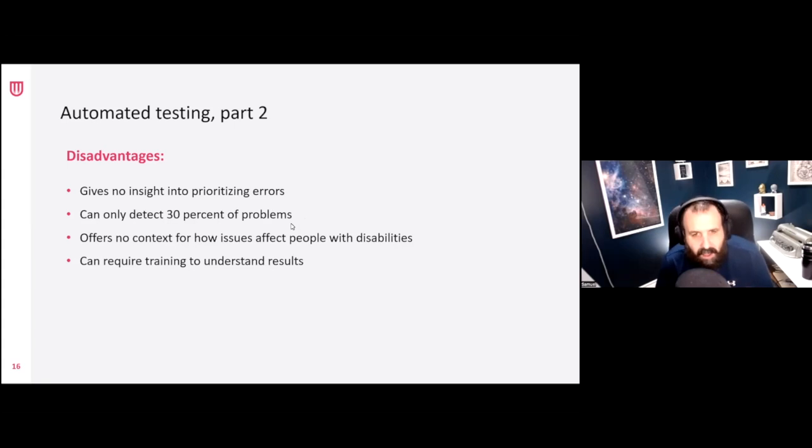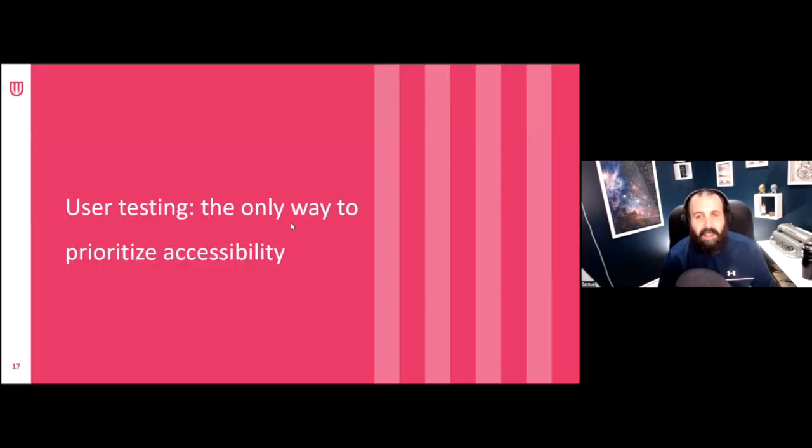Automated testing gives no insight into how to actually prioritize fixing the long list of errors that you might get out of an automated test. It can only detect about 30% of the problems. It offers no context for how the issues it surfaces might affect people with disabilities, and it can require a little bit of training to understand the results. Just like any tool, automated accessibility testing tools are complicated tools that give very in-depth reports and have a great many settings and knobs that can be tweaked in ways that they can be run.